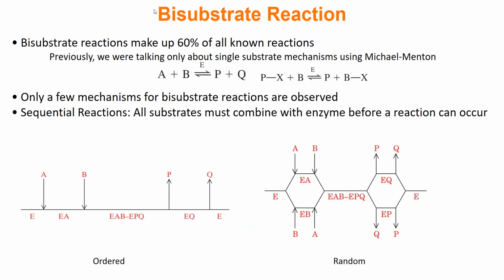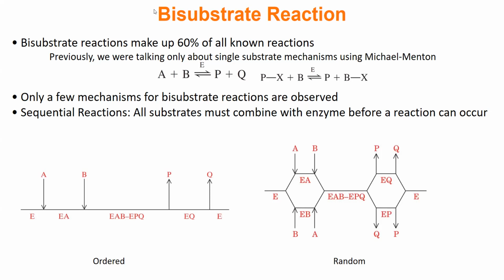So what we're going to be looking at is different ways a bisubstrate reaction can happen. So first off, what is a bisubstrate reaction? A bisubstrate reaction is a reaction that uses two substrates. The majority of enzymes use bisubstrates. They have two substrates in their reactions.